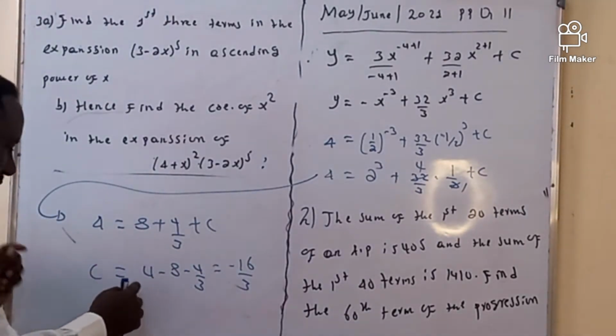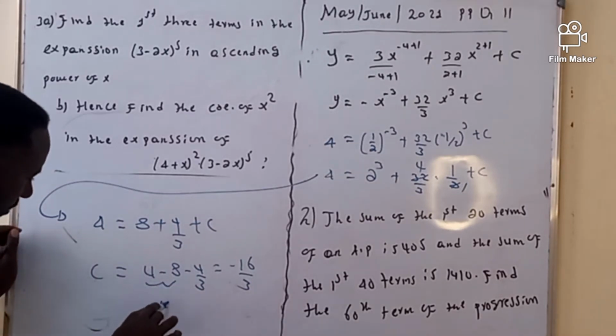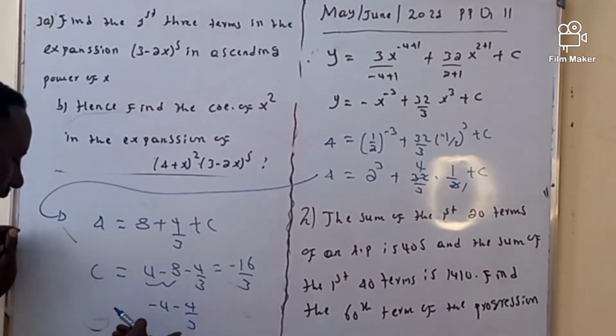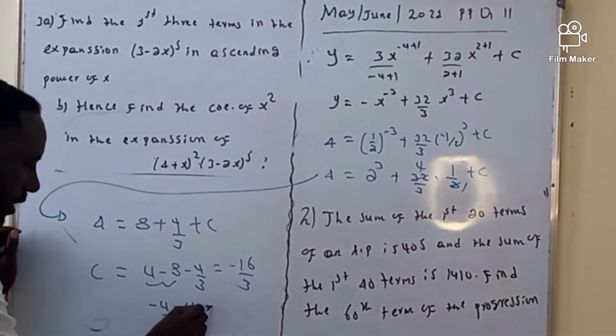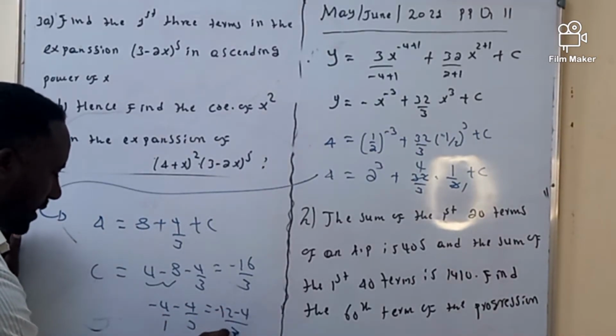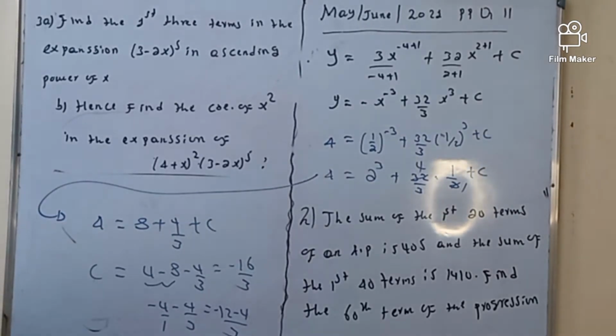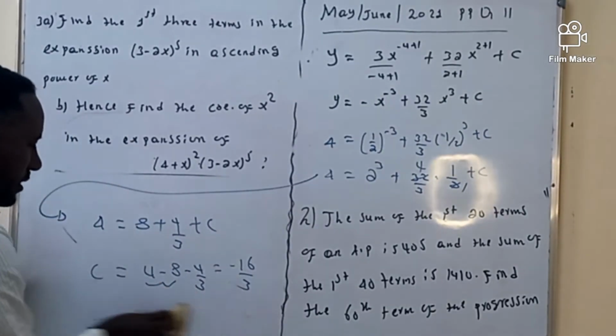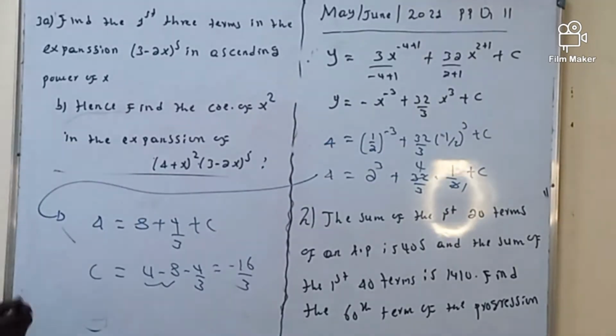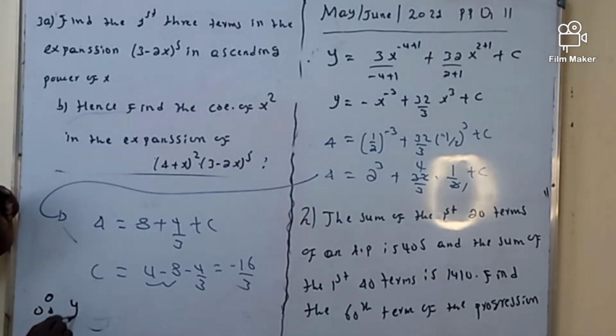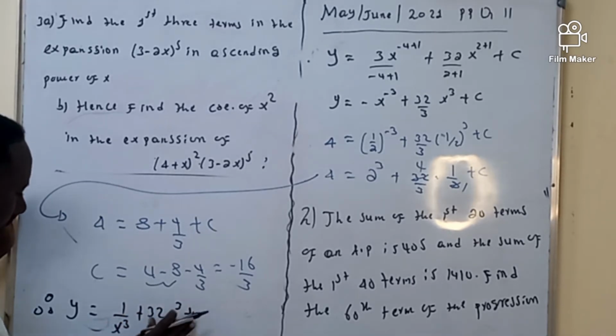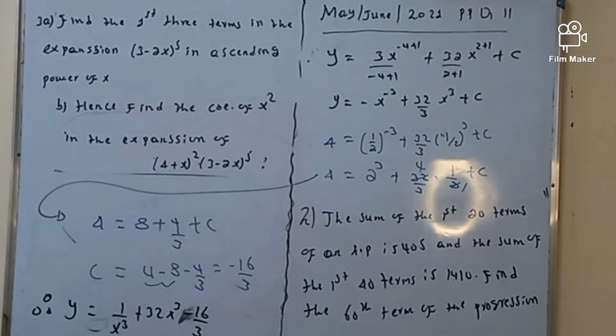If you want to find the difference, negative 4 minus 4/3: cross multiply, this is negative 12 minus 4 over 3, which is going to be negative 16 over 3. That's c. Therefore, the equation of the curve is going to be 1 over x cubed plus 32x cubed over 3, minus 16 over 3. So this is the equation of the curve.